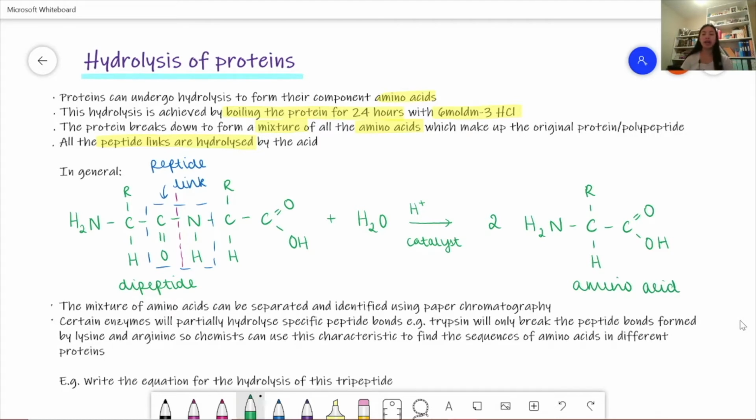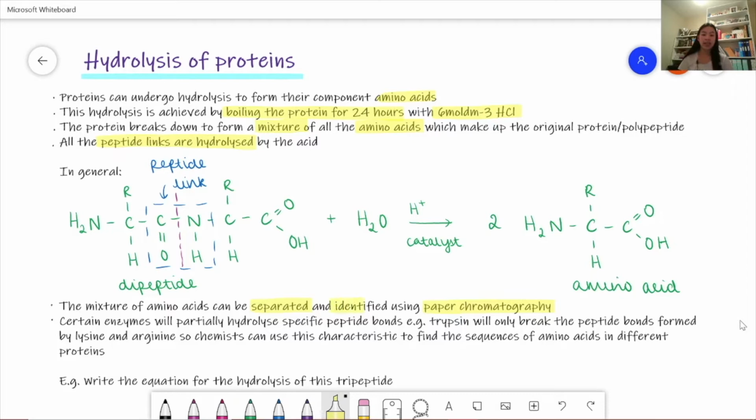So the mixture of amino acids can then be separated and identified using paper chromatography. And we're actually going to see later that we have a more accurate process, which is thin layer chromatography, which we'll be using to separate and identify the amino acids.